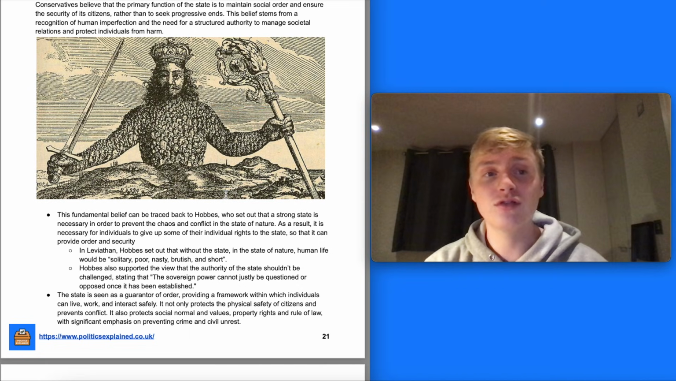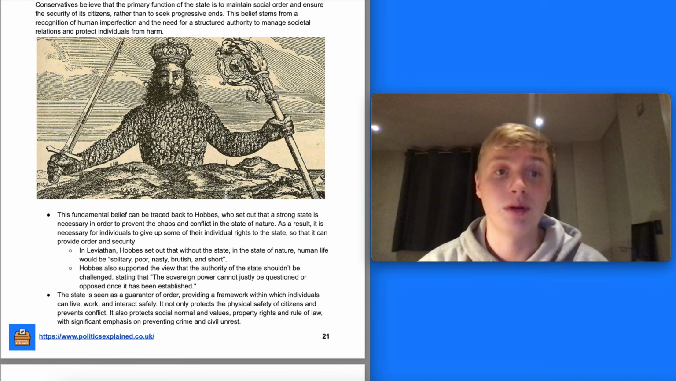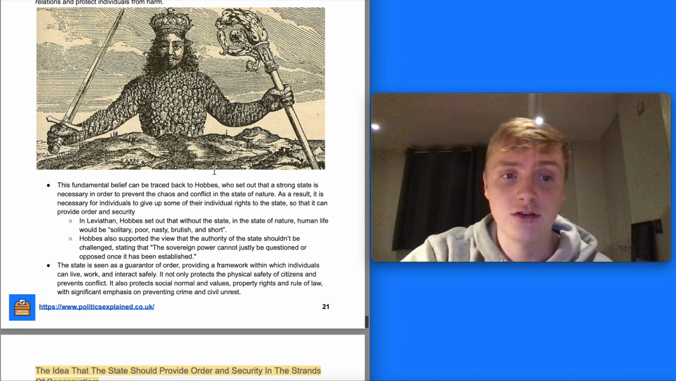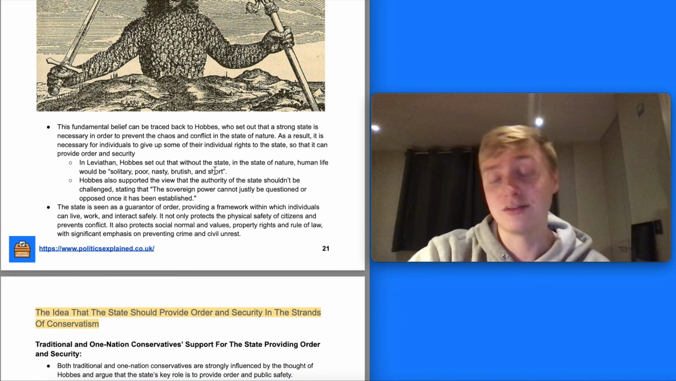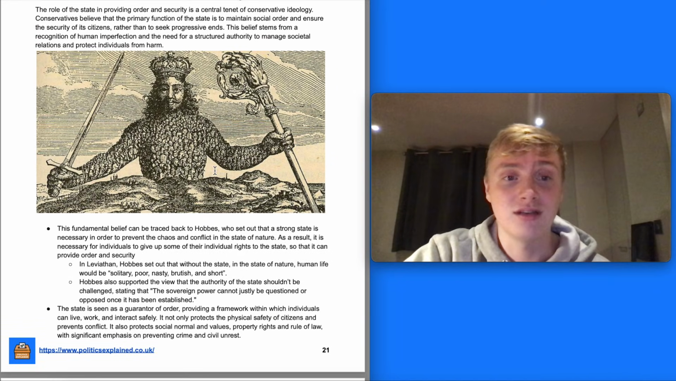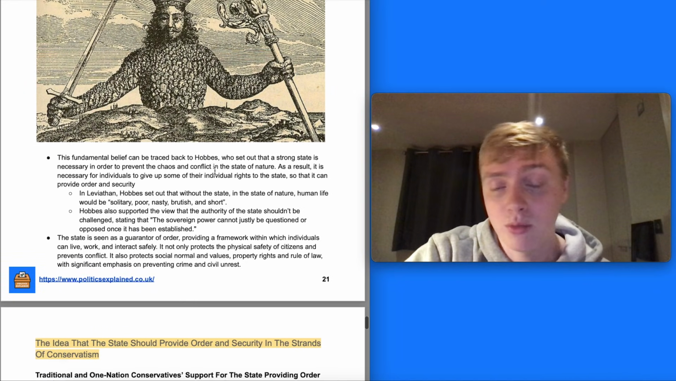And this stems from their recognition of human imperfection and the need for structural authority to maintain societal relations and protect individuals from harm. Crucially, this links back to Hobbes. We looked at him in human imperfection. This is actually a picture of Hobbes's Leviathan here, which is the state.